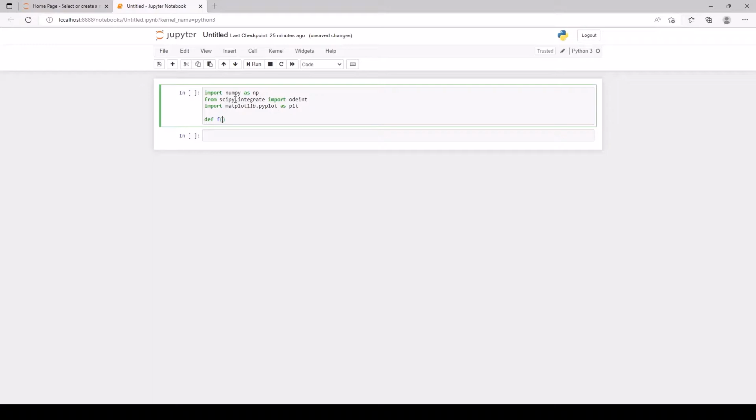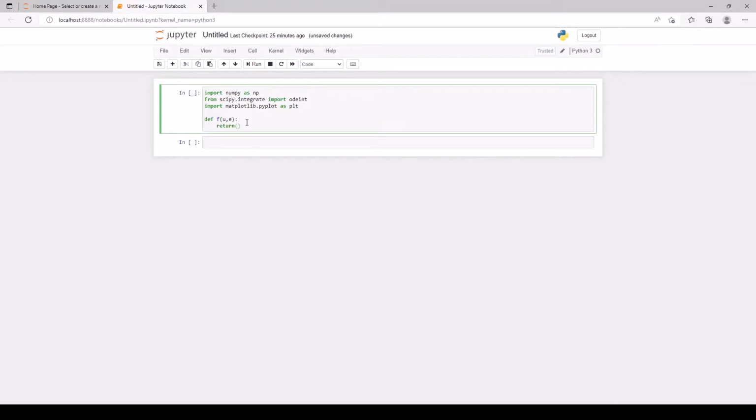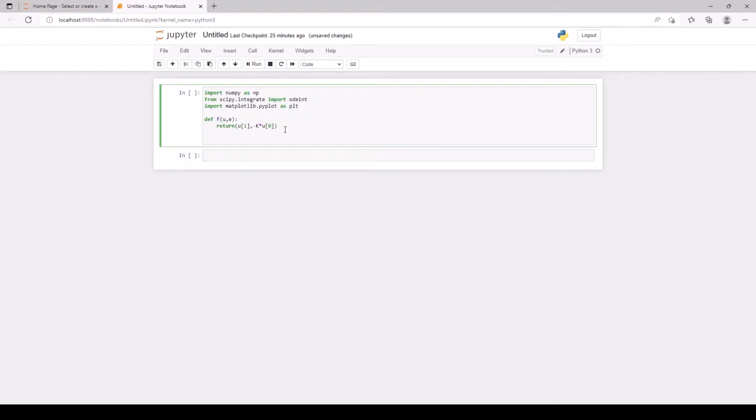Okay, now that we have these, let's define our function. Define f of u comma chi, which returns u1, and then negative k multiplied by u0. So once again, I'm assuming prerequisite knowledge from the previous two problems on how this is set up. Finally, the initial conditions: y0 is going to equal 0, 1, for the fact that psi of 0 is equal to 0 and psi prime of 0 is equal to 1.